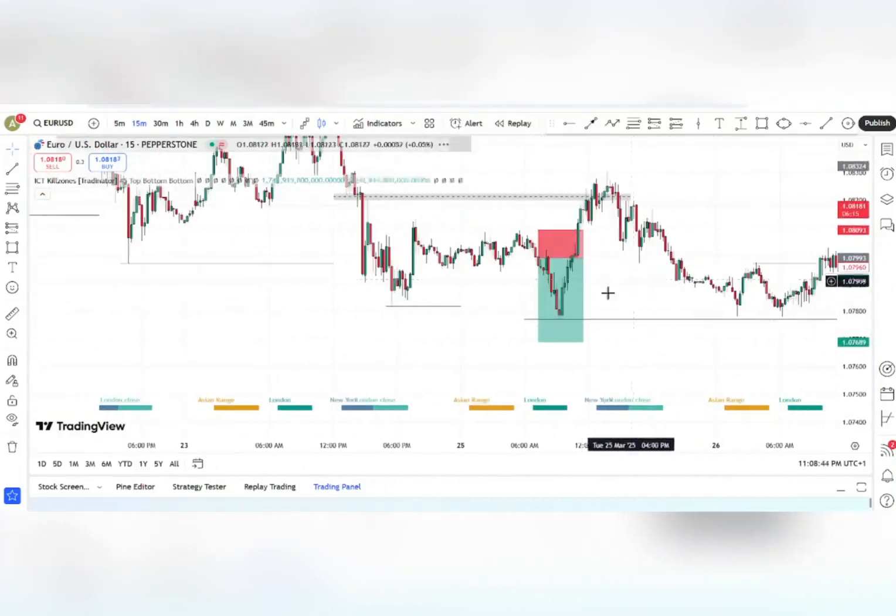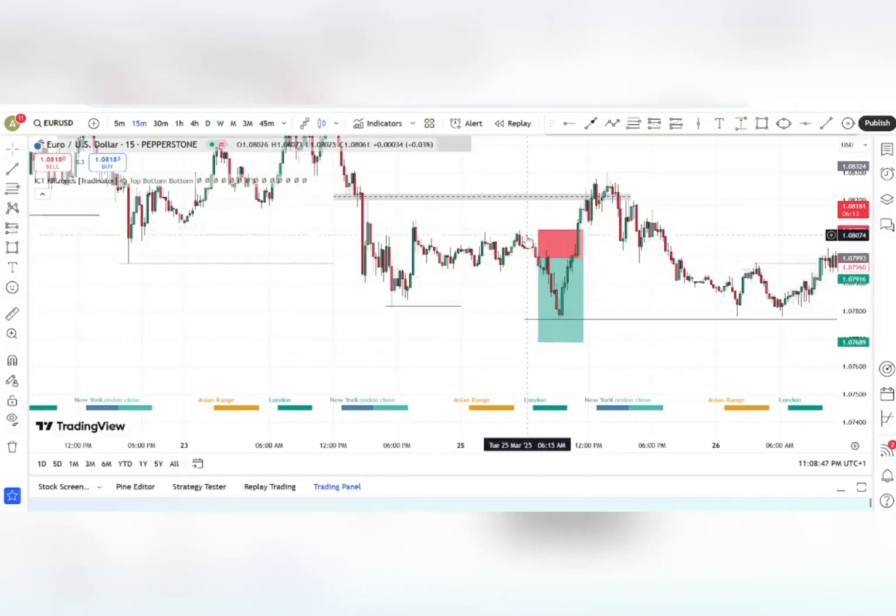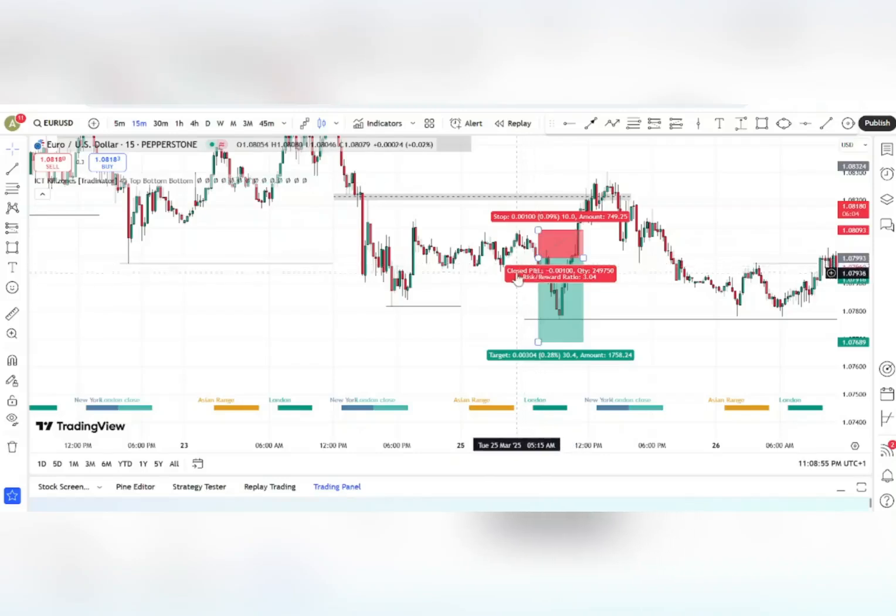This is the ICT system. Okay, this day you saw red. So this was a red. Then what do we wait for? Break of structure. See, structure was broken.